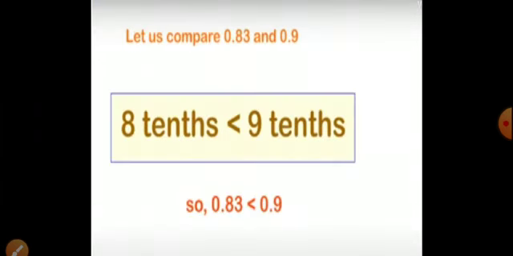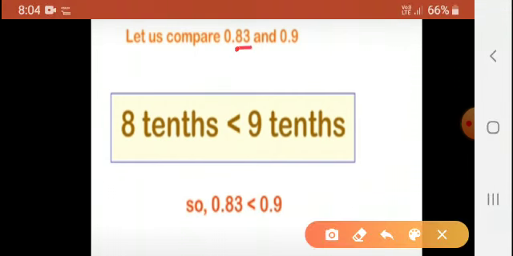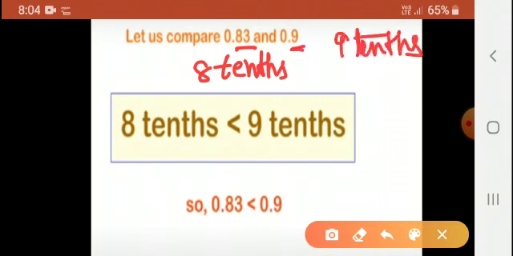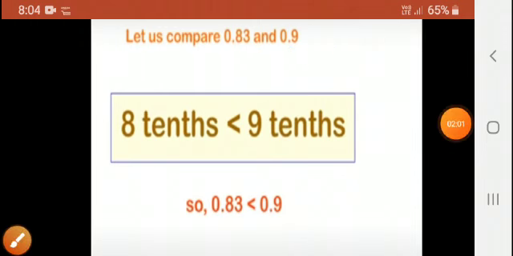So in 0.83, it has 8 in tens place, and in 0.9 it has 9 in tens place. Since 8 tenths is less than 9 tenths, therefore 0.83 is less than 0.9.